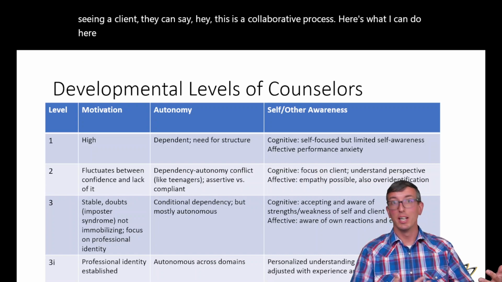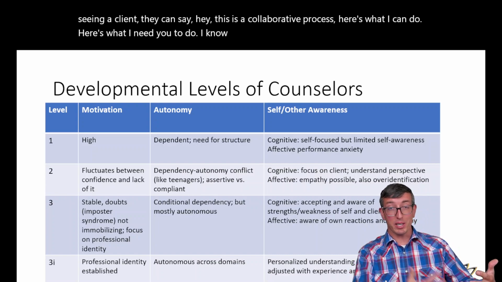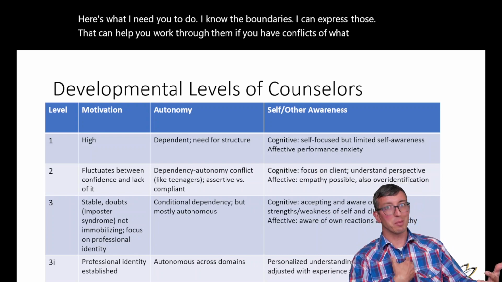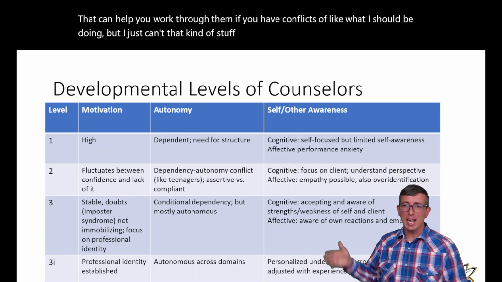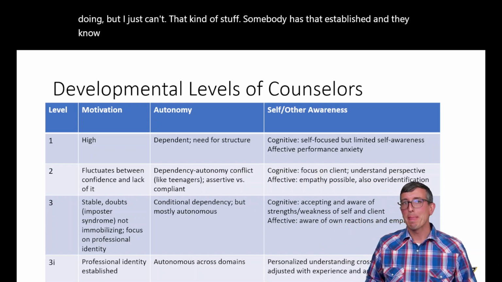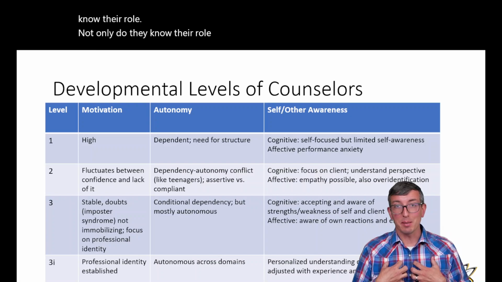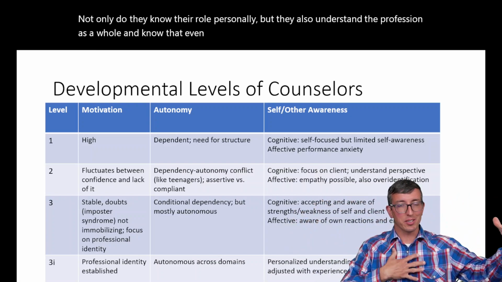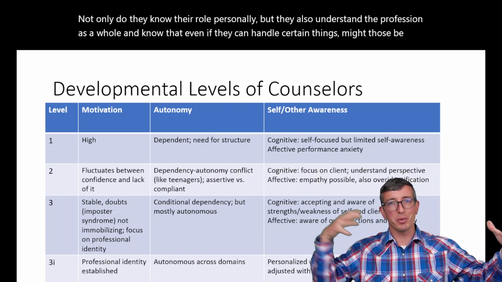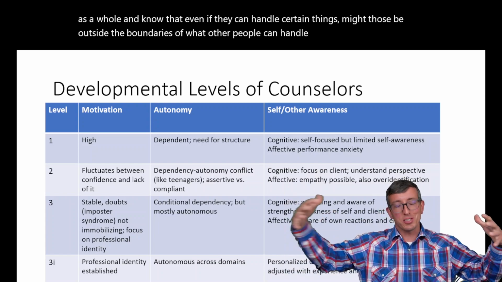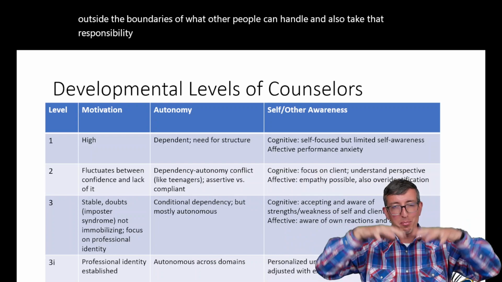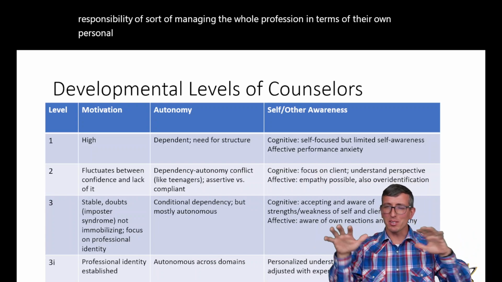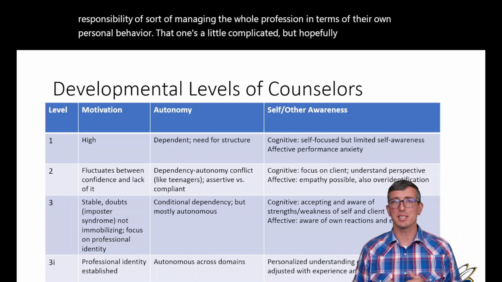Here's what I need you to do. I know the boundaries. I can express those. I can help you work through them if you have conflicts about what I should be doing, but I just can't, that kind of stuff. Somebody has that established and they know their role. Not only do they know their role personally, but they also understand the profession as a whole and know that even if they can handle certain things, those might be outside the boundaries of what other people can handle, and also take that responsibility of managing the whole profession in terms of their own personal behavior. That one's a little complicated, but hopefully that makes a little bit of sense.